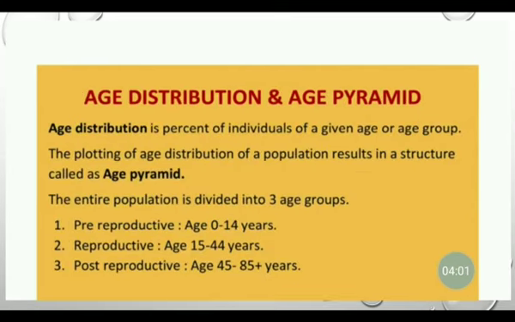Age distribution and age pyramid. Age distribution is the percentage of individuals of a given age or age group. The plotting of age distribution of a population results in a structure called an age pyramid. The entire population is divided into three age groups. First is pre-reproductive, ranging between 0 to 14 years of age. Second is reproductive, the age group of 15 to 44 years. And post-reproductive, that is between age 45 to 85 and plus years.